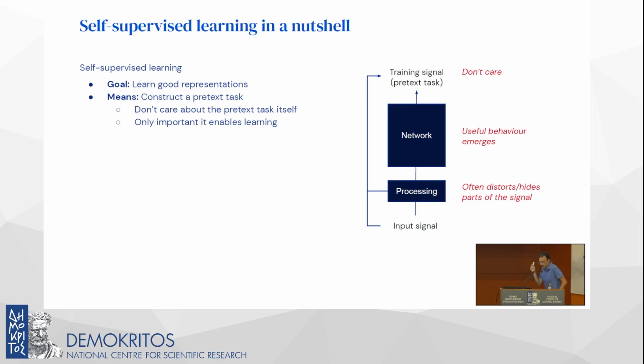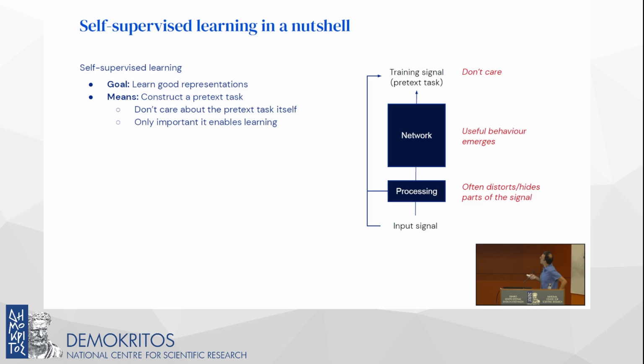And basically, this pretext task has to satisfy two important conditions. The first condition is that you need to be able to generate labels for these pretext tasks automatically, without human intervention. And the second condition, which is the more difficult one, is that this auxiliary task, this pretext task, needs to relate somehow to the task that you actually care about. And I will give examples in a minute of what I mean.